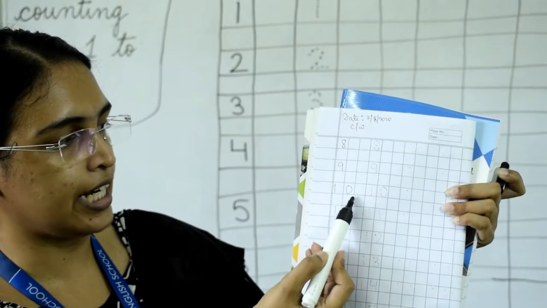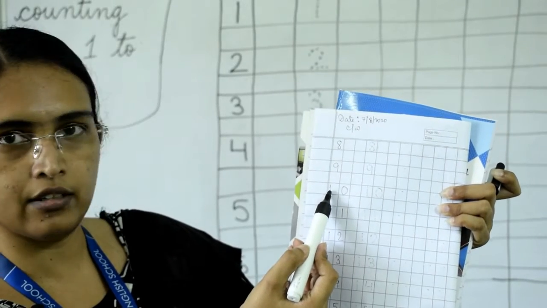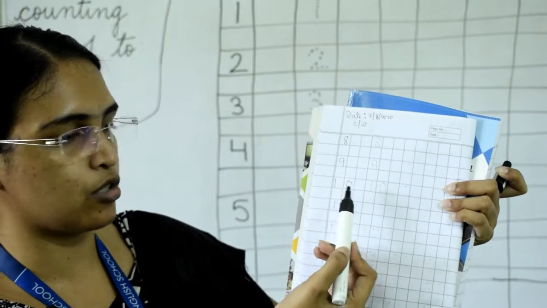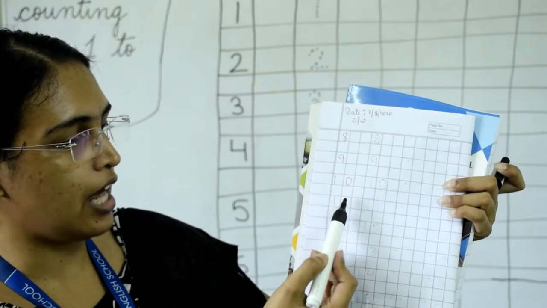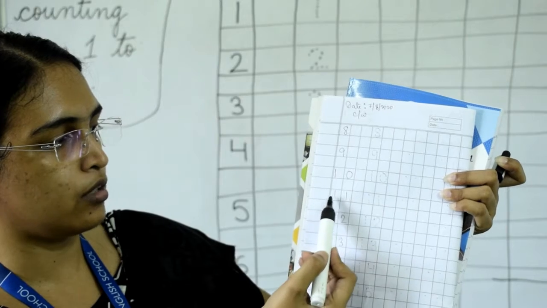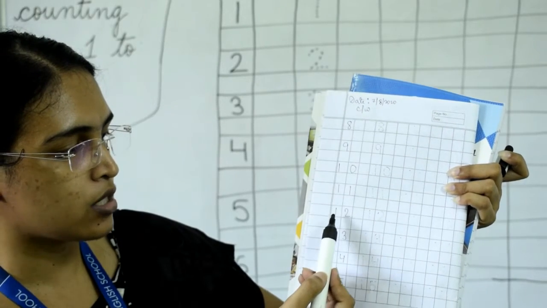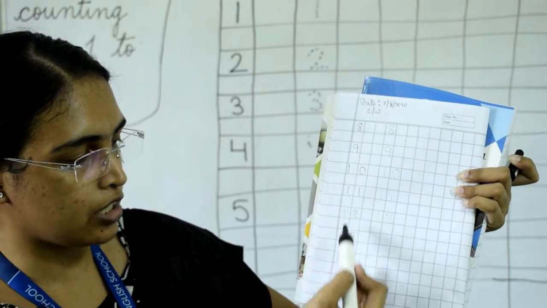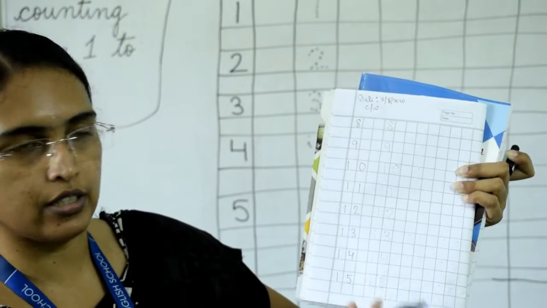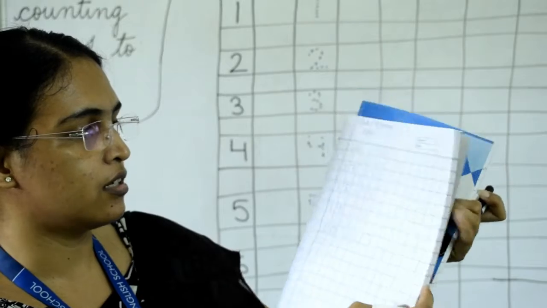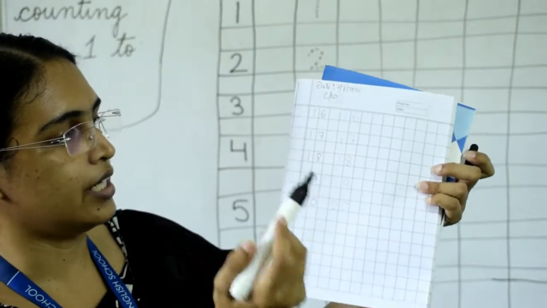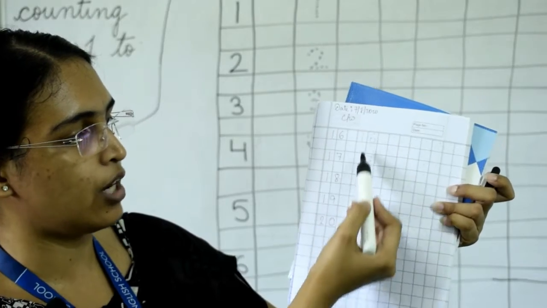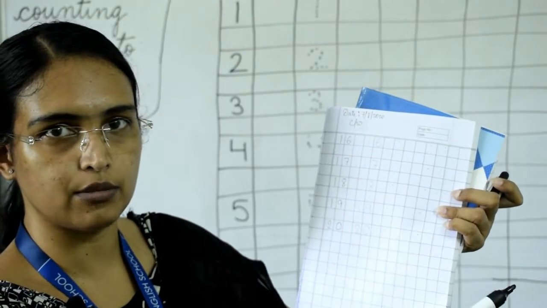When you are writing 10, write 1 in one box and 0 in another, separate box. Okay, then 11 in separate boxes, this 1 and 1 in separate boxes, then 12, 1 in one box, 2 in another box. Okay, in this way you have to write up to 15. Then after this, on the next page write 16 17 18 19 and 20. Then you have to trace and then you have to write it by yourself.